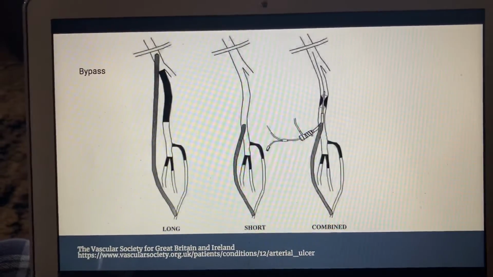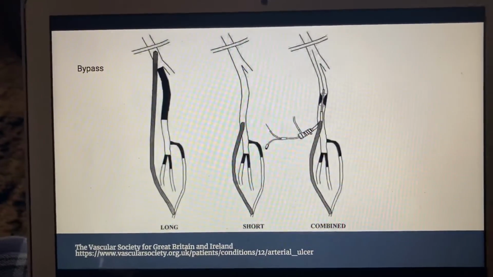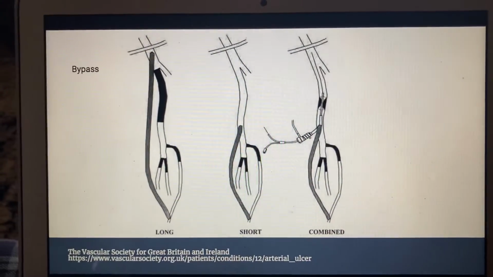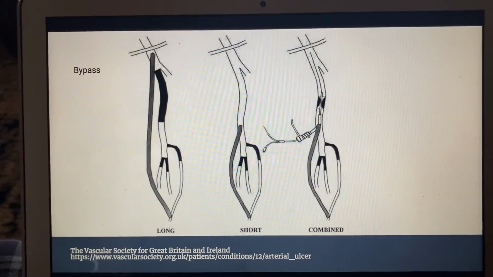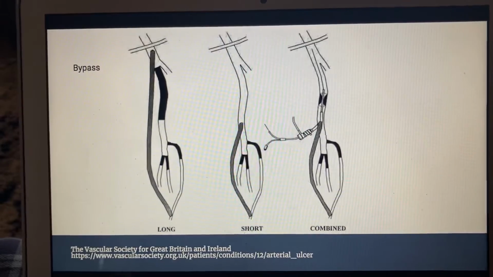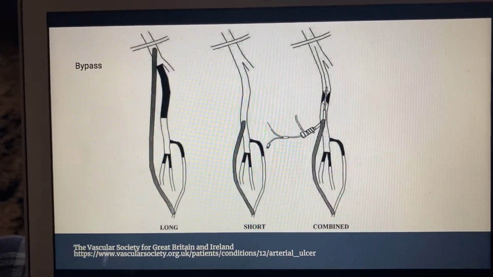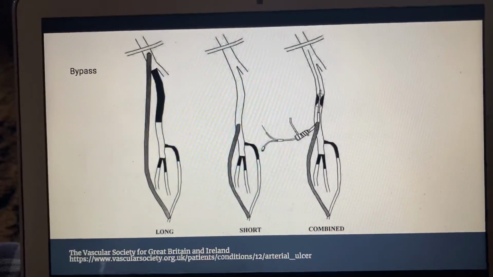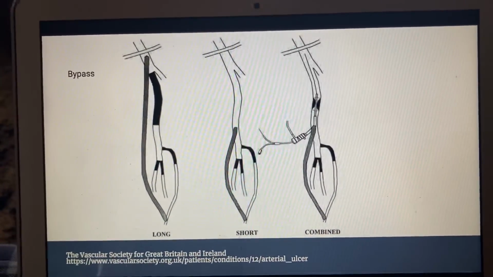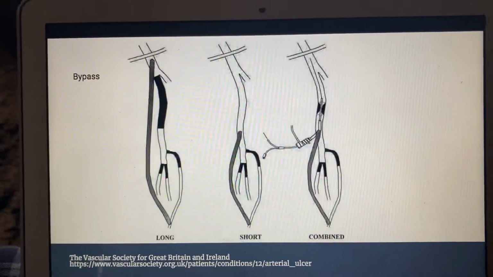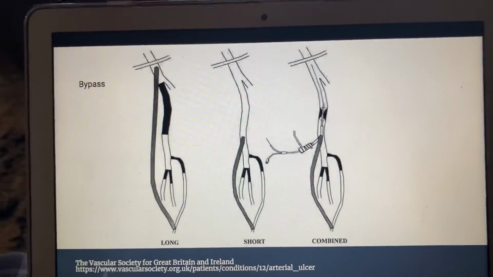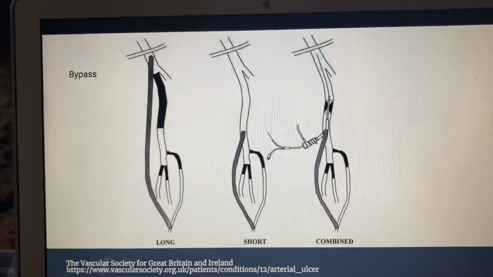This was an image of a bypass, so that was one of the treatments that could be performed. The one on the left is a long bypass, it just completely goes around the artery. The one in the middle is a short one, and then the one on the farther side shows a combined bypass as well as another medical treatment.